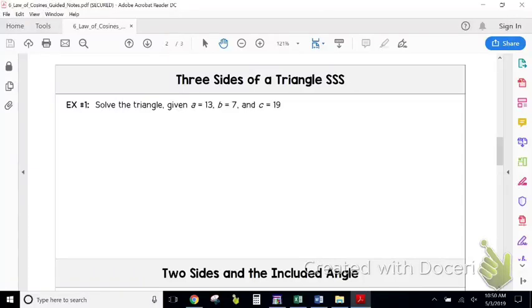Alright, so on example 1, we're going to solve the triangle given that side A is 13, side B is 7, and side C is 19. So I'm going to start out the same way we did with the law of sines. I'm going to make my chart because I'm trying to solve the triangle. So once I have all of it filled in, then I know I am finished. And I'm going to plug in what it gave me.